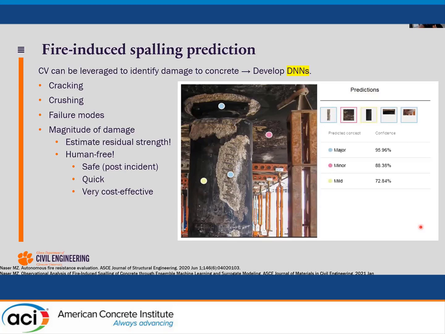It's also human free, so it's very safe. Basically, once, God forbid, something happens, you can send out a drone or take some pictures remotely. So you can analyze those damages without having to worry about sending people into a building that we don't really know if it's going to be safe or not. It's very quick, and because it's quick and safe, it's very cost effective.